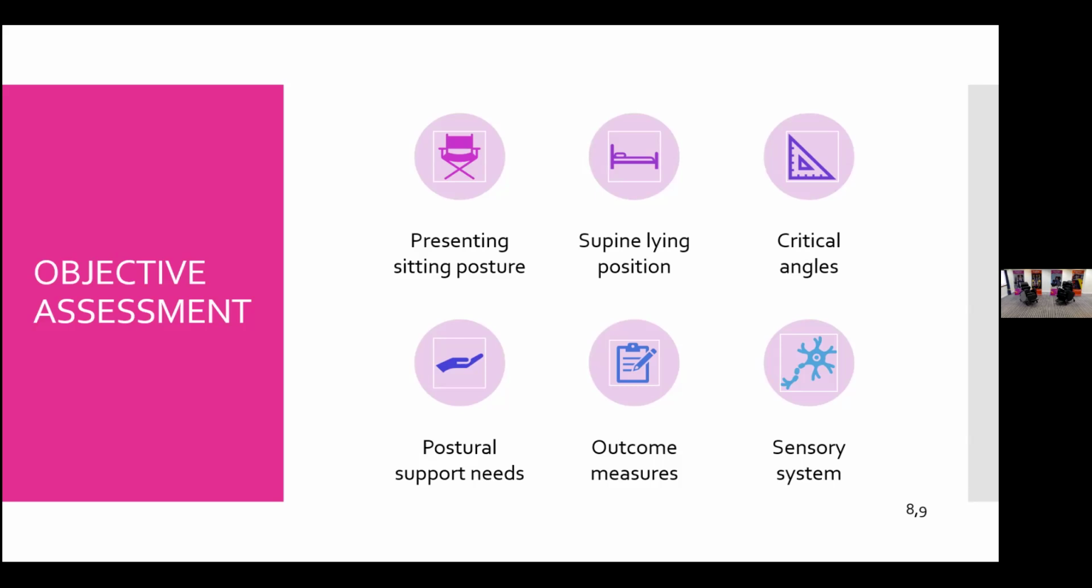Outcome measures are really key here as well. So we've got these objective measurements to be able to have a baseline so that when we do our review, we can compare it to make sure the chair is working as it is intended. But then also their sensory system as well, involuntary movements, muscle tone, what kind of sensitivities they have.